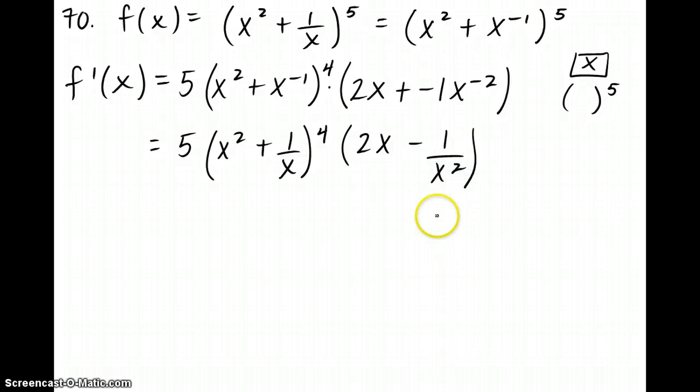There's nothing more you can do because you would have to raise this binomial to the 4th power and then distribute each term in. So leave it in this form and you're done.